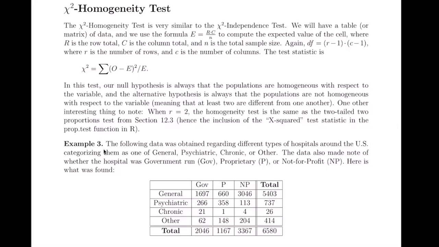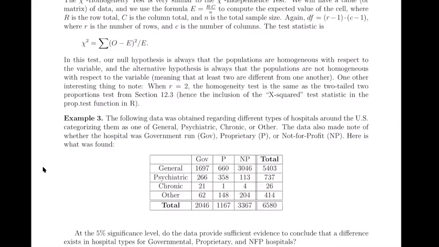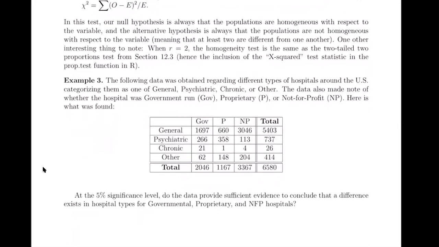Interestingly, when R is 2, the chi-squared homogeneity test is exactly the proportion test that we talked about in chapter 12, which is why the proportion test had that chi-squared term in there, because it's really a chi-squared test. Okay, you don't really even need to know that to do the prop test function and the chi-squared test function, but those are basically the same thing. So what I want to do is look at the following example.